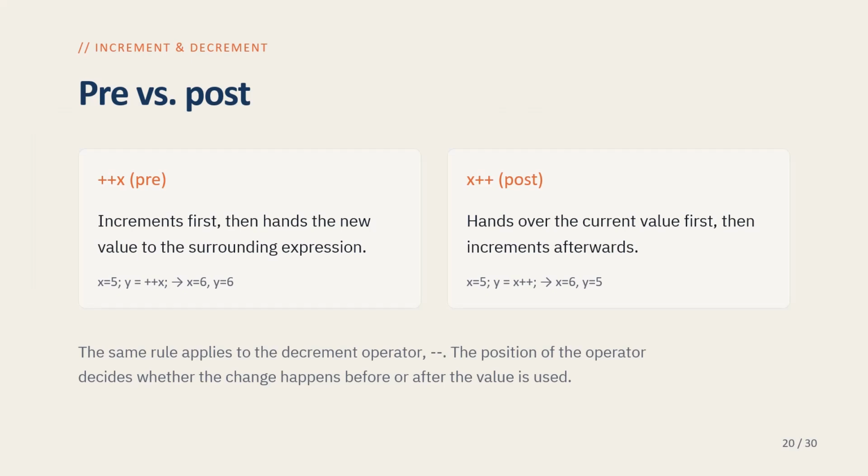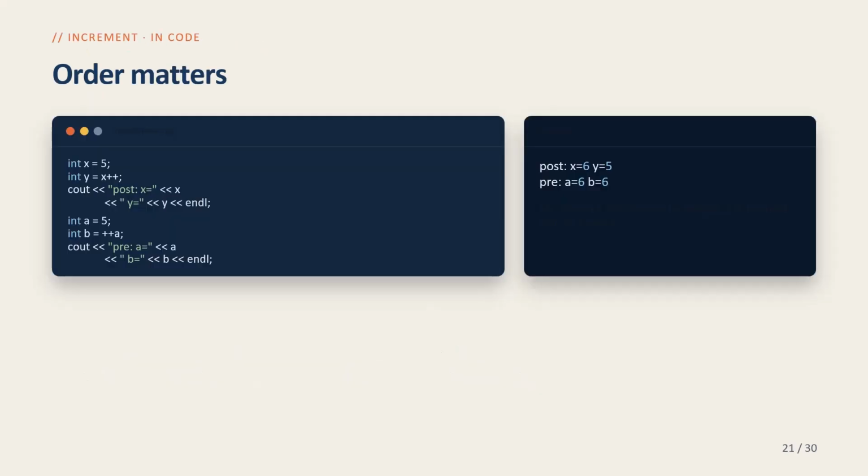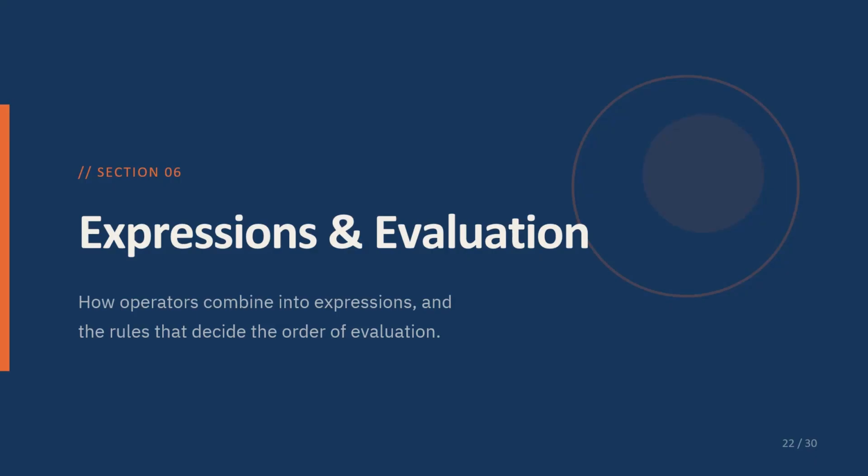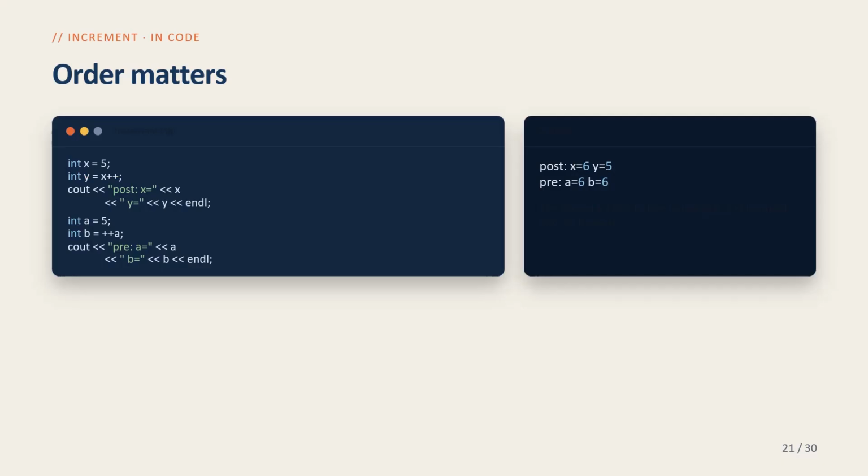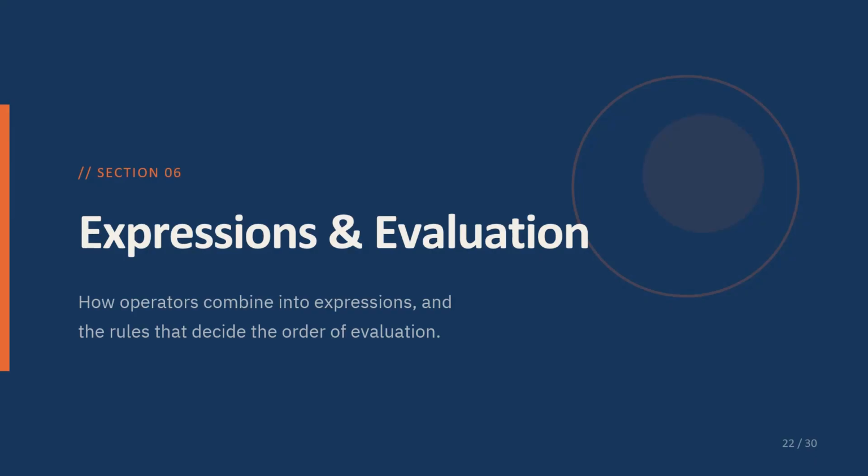Increment and decrement operators are also there. C++ supports increment and decrement operators. This increases or decreases the value of the variable by 1. The position of the operator determines whether the update happens before or after the value is used. In postfix increment, the current value is used first and then increased. In prefix increment, the value is incremented before it is used.